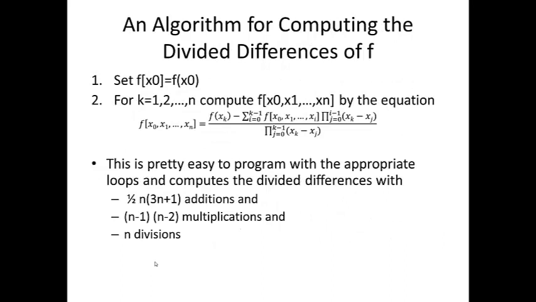The algorithm for computing the divided differences of f: we set f[x0] equal to f of x0. For k equal to 1, 2 through n, we compute the divided difference f[x0, x1, ..., xk] by the equation. It's pretty easy to program with appropriate loops, and computes the divided differences with 1/2 n times (3n plus 1) additions, (n minus 1) times (n minus 2) multiplications, and n divisions. This operation count does exclude arithmetic operations on the indices if we have to do lookups.